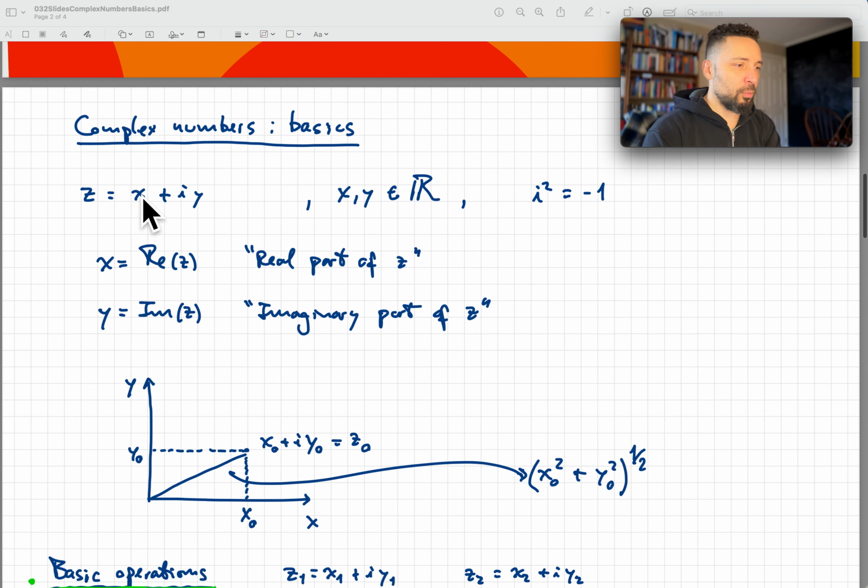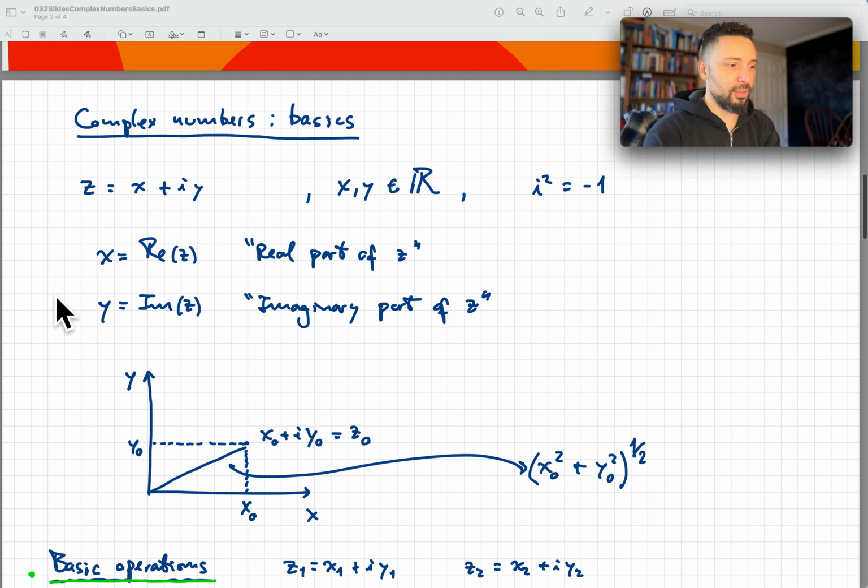For now, we call this x the real part of z and this y the imaginary part of z. Notice that this y doesn't include the i. It's often a point of confusion among students. When asked about the imaginary part of a number, they try to put this whole thing into that imaginary part. It's just the y, not the i. So the imaginary part of a complex number is itself a real number.